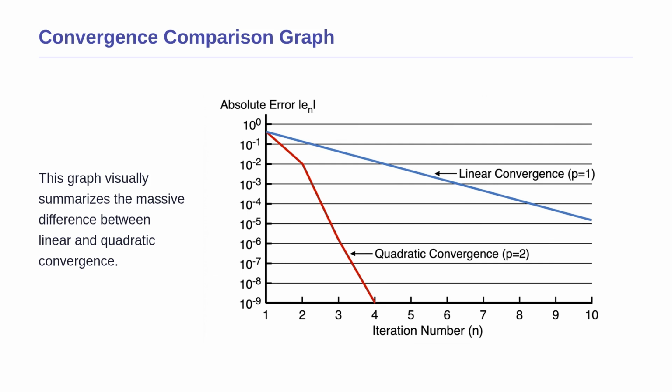The gently sloping blue line represents a linear method, where the error decreases at a steady, constant pace. In stark contrast, the steeply dropping red curve represents a quadratic method. Notice how the error collapses rapidly as it squares itself, reaching the bottom of the graph in a fraction of the steps required by the linear line.